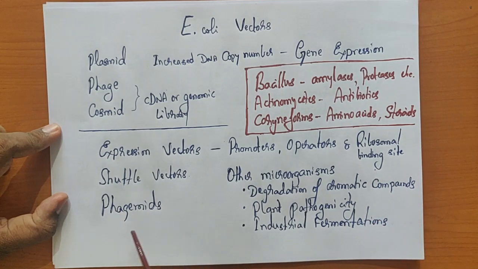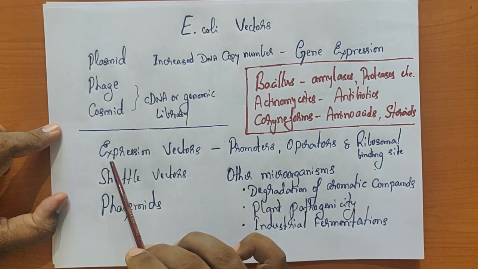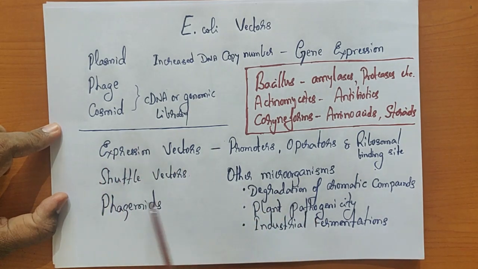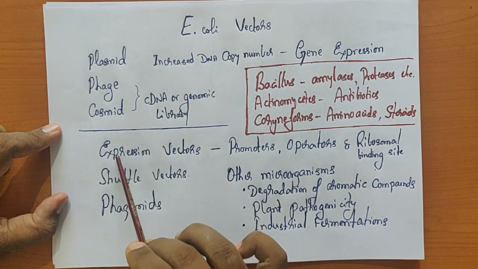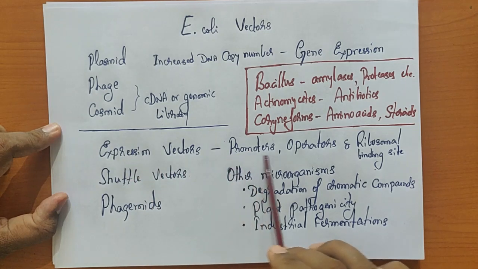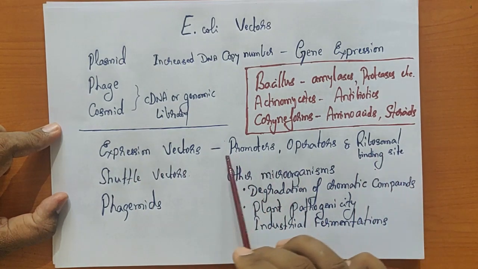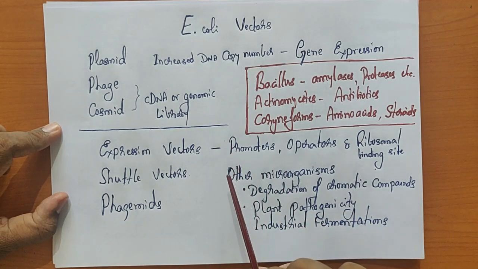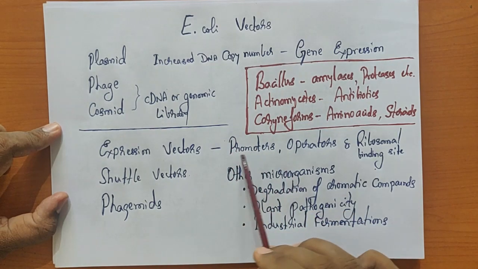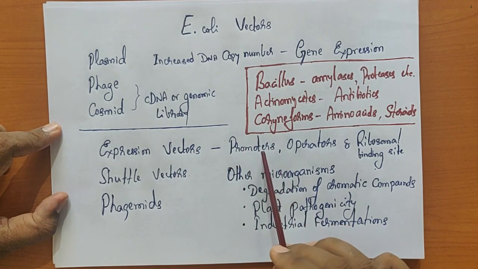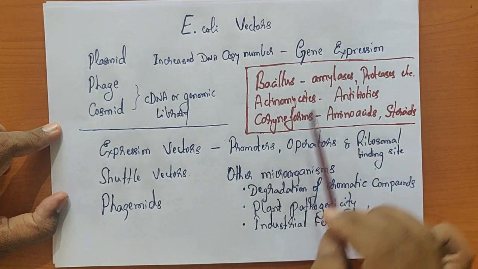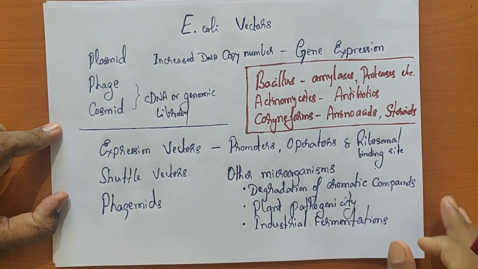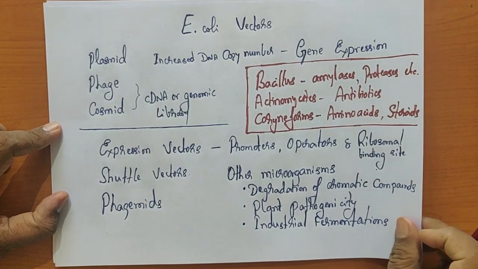This is just a simple definition, but we are going to discuss in detail what expression vectors and shuttle vectors are. In expression vectors, promoters and ribosomal binding sites are very important. How the choice of promoters is made, and whether we have any hybrid promoters that can suit the expression of various genes, is the discussion of our next slide.